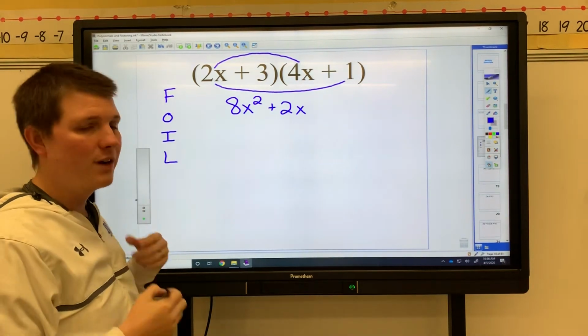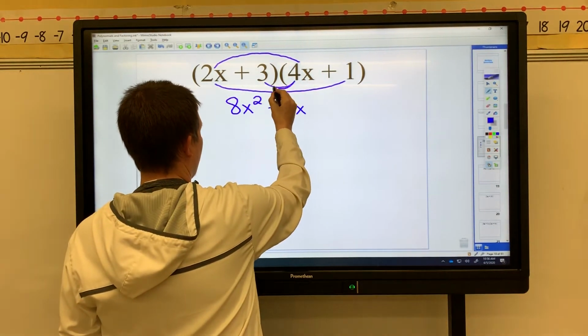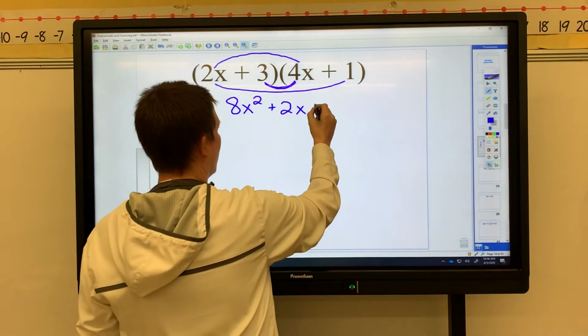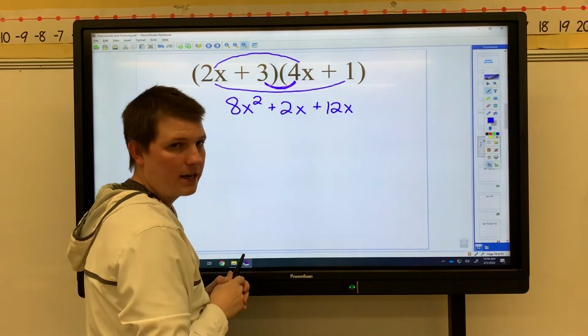Now the I stands for inside, so the two that are on the inside, which would be these two. So we multiply them. 3 times 4 is 12, and it's 12x, because that 4x has an x on it.